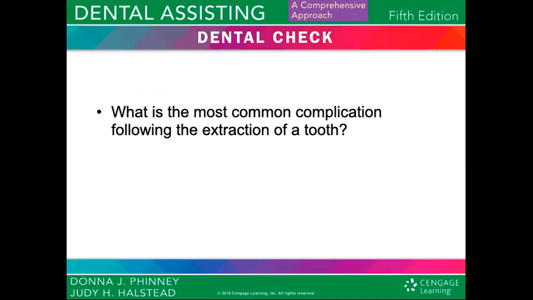What is the most common complication following the extraction of a tooth? This is alveolitis, or dry socket. If we want to know how to go about providing some type of relief for the patient that has dry socket, there is a procedure in your book that you can take a look at. It is procedure 25-6, and it goes through all the different things that you'll need, as well as the steps required to treat dry socket. That's everything I have for chapter 25.